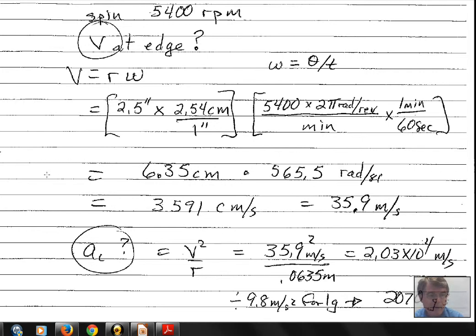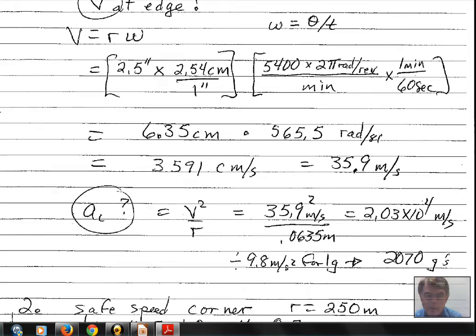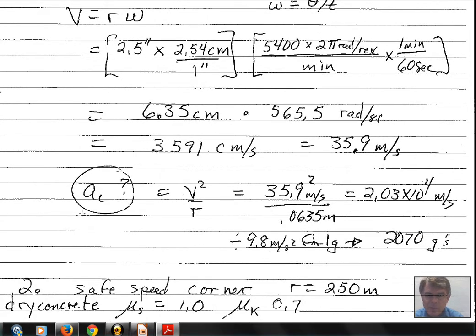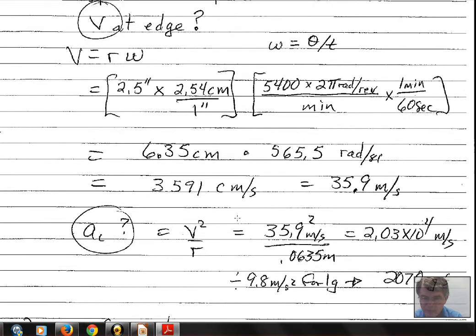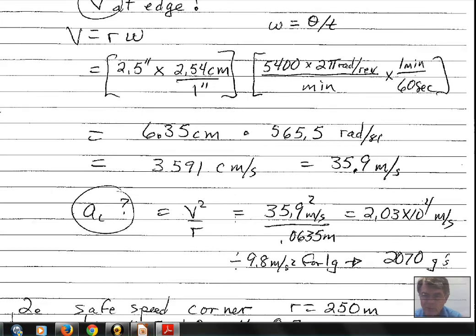And then just to compare that to the acceleration due to gravity, 9.8 meters per second squared is 1 g. So we'd be looking at over 2,000 g's. You might hear g's referenced when we have talk about test pilots and flying planes. But that's the centripetal acceleration for a computer hard drive at the edge. That material has to be accelerated with 2.03 times 10 to the 4th meters per second squared.